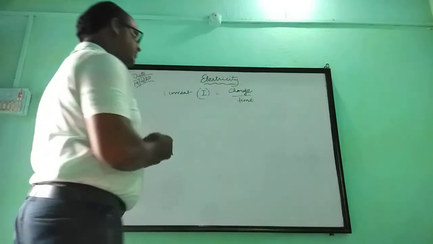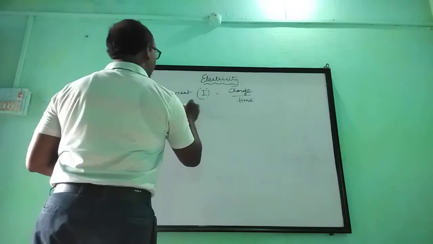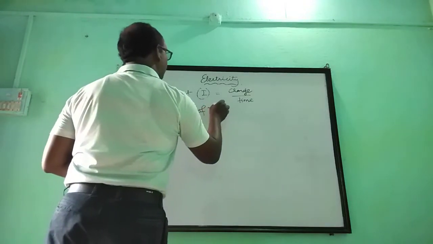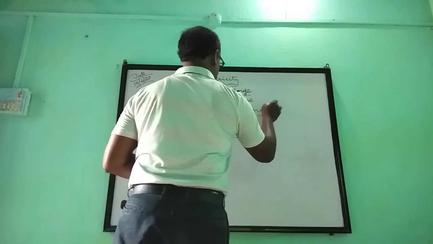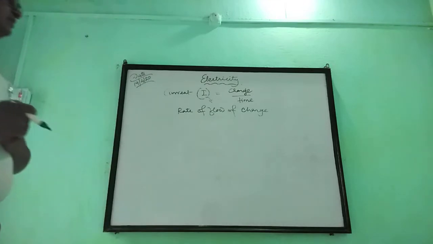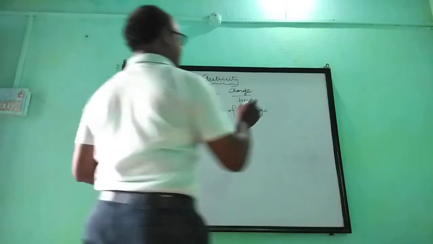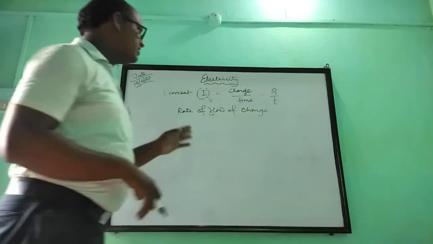The rate of flow of charge is called current. Here total charge is Q and total time is T. Then I equals Q by T.